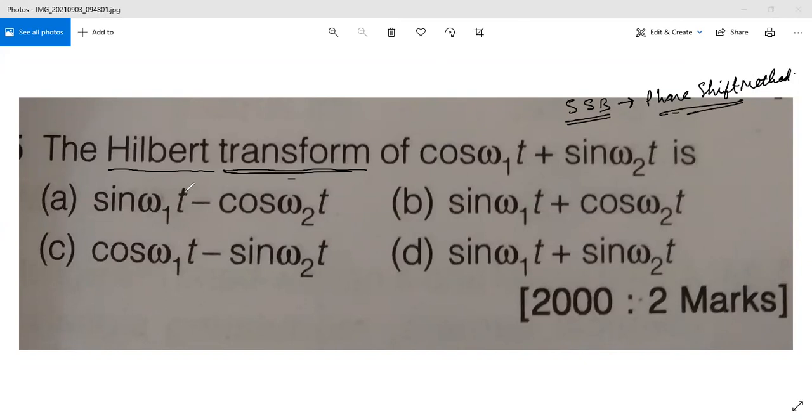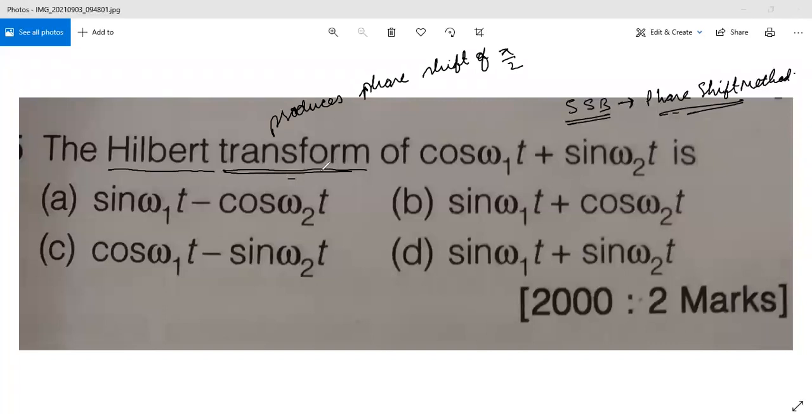So what does this Hilbert transform do? This Hilbert transform produces a phase shift of what? The phase shift of? Tell me. Pi by 2.